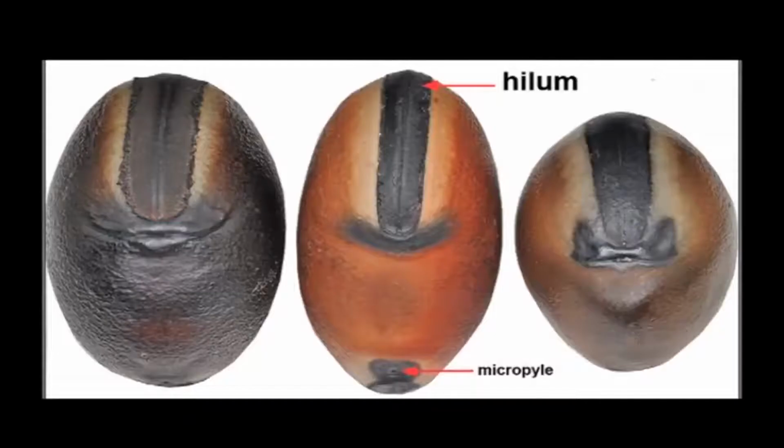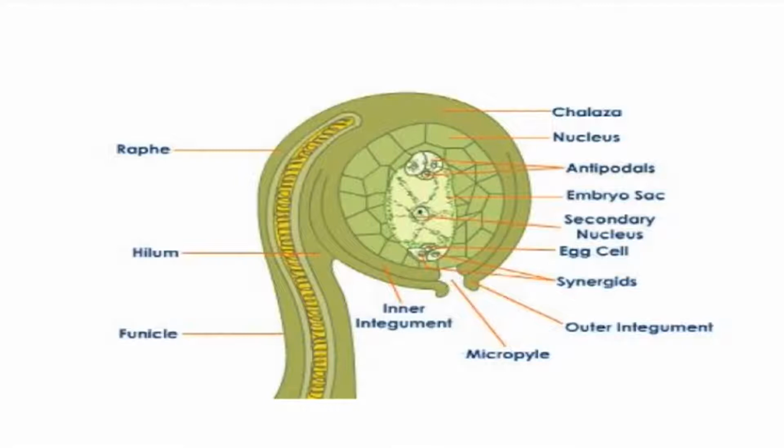Let us learn some of the parts and their descriptions. The first one is the hilum or funicular scar. Funicular scar is present on the seed coat and marks the point at which the seed was attached to the ovary wall or pod wall in case of legumes. Funiculus is the embryo stalk.